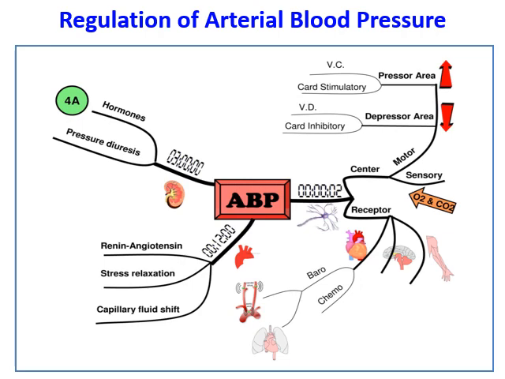The regulation of the arterial blood pressure is done through three mechanisms. First, the short, rapid mechanism, which is potent, very rapid, starts within seconds, reaches the maximum within minutes, and is maintained for a few hours. It's a neural mechanism where we have reflexes.